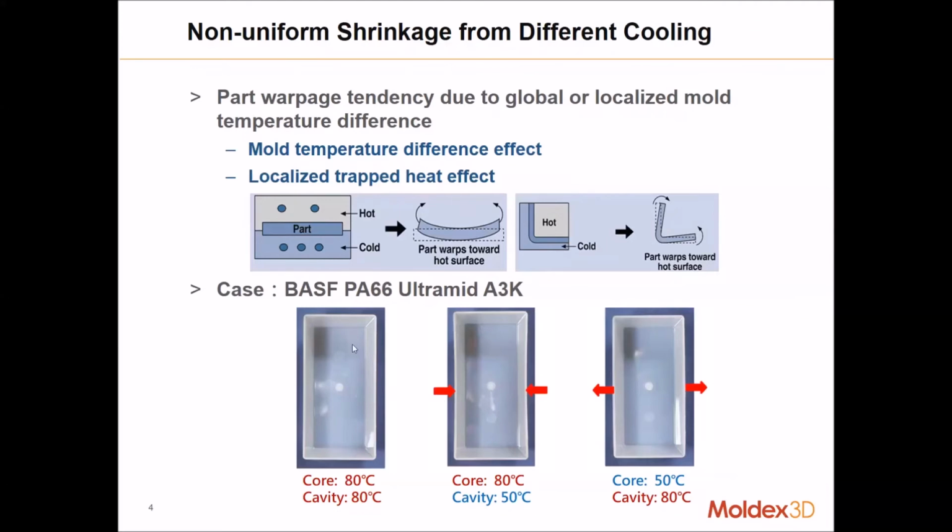So for example, this is a box geometry. We can see if the temperature inside and outside are the same, there's almost no warpage. But if the inside core side is higher temperature, it will shrink inward, to the box inside. And the other way, if the outer is higher temperature, you can see this slight deformation on these two walls.